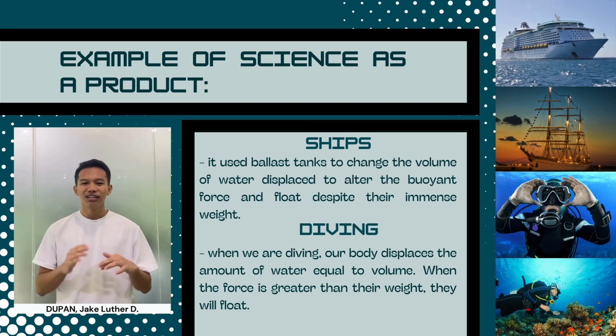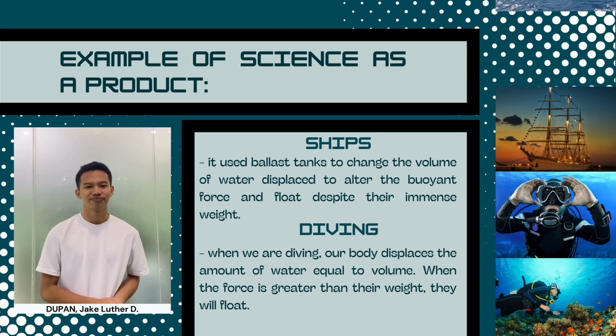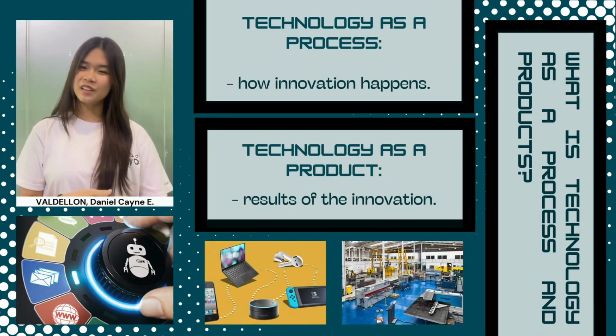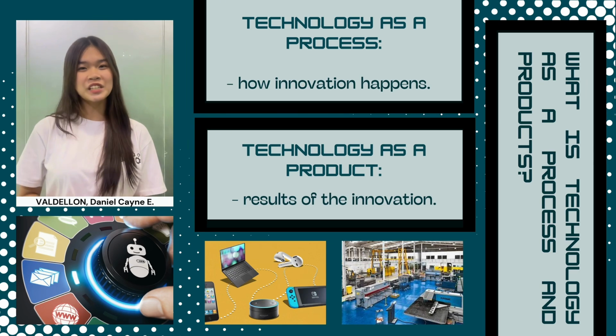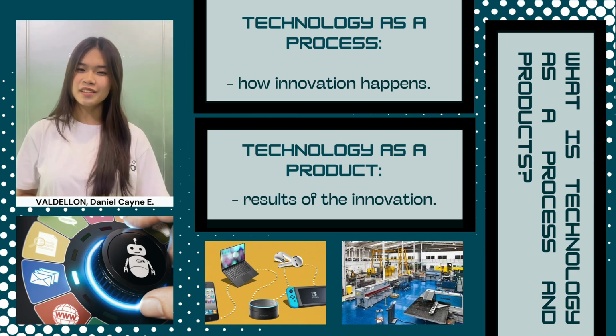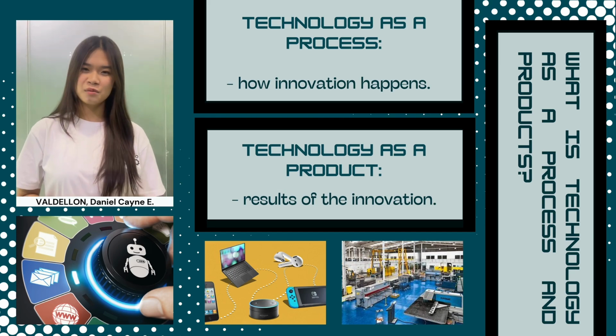And now, let's move on to technology as a process and a product. Now, what is technology as a process? In simple terms, it is about how innovation happens, while technology as a product is about the result of that innovation. Now, let us move on to the example of technology as a process.